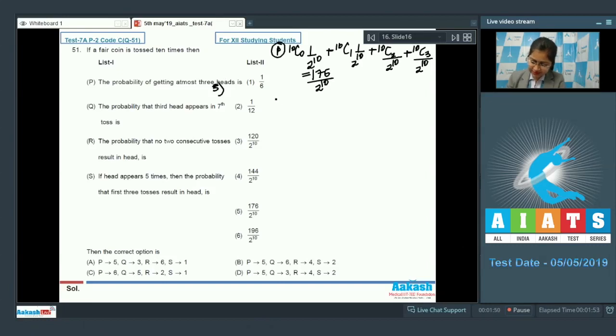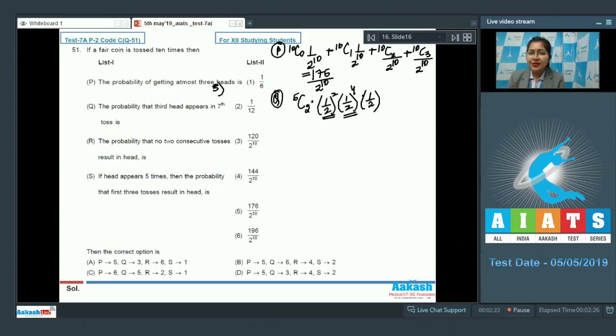Now next let's solve option Q, which says the probability that the third head appears on the 7th toss, which means that in the first 6 tosses we need 2 heads. Now let's select first: 6C2 into (1/2)^2 into (1/2)^4. These are 2 heads, these are 4 tails. Now for the 7th toss, with probability 1/2, I want it to be a head.